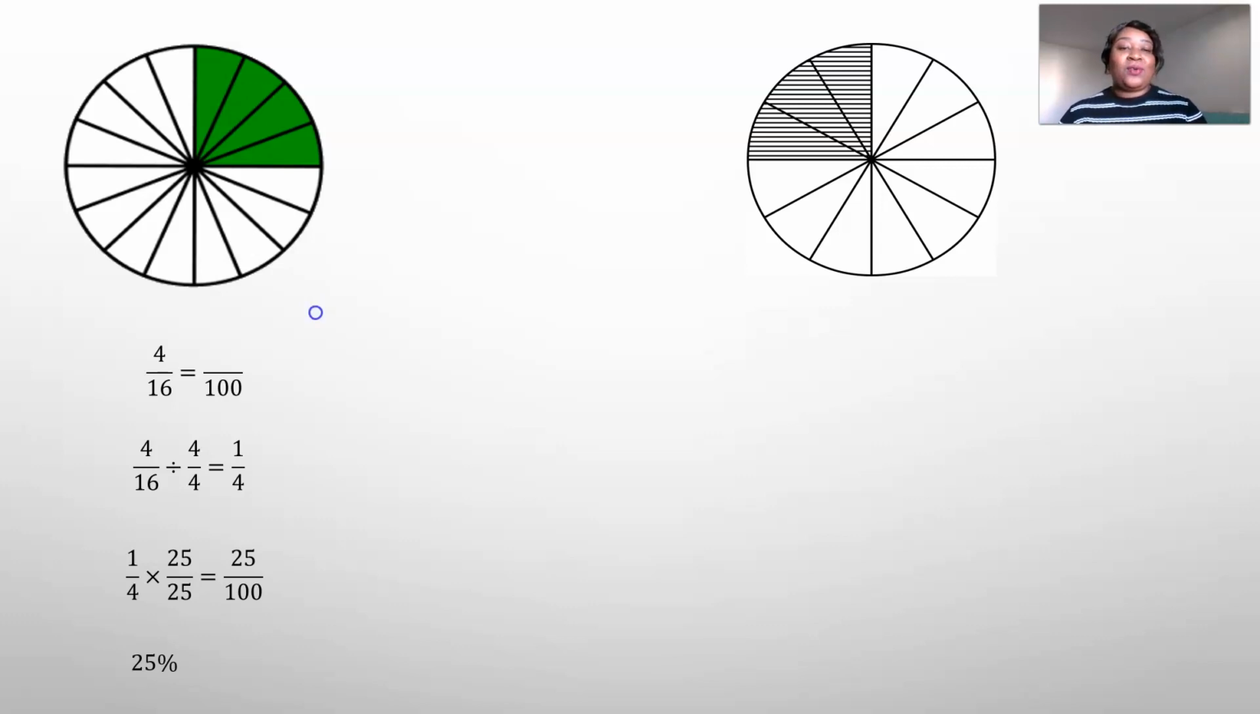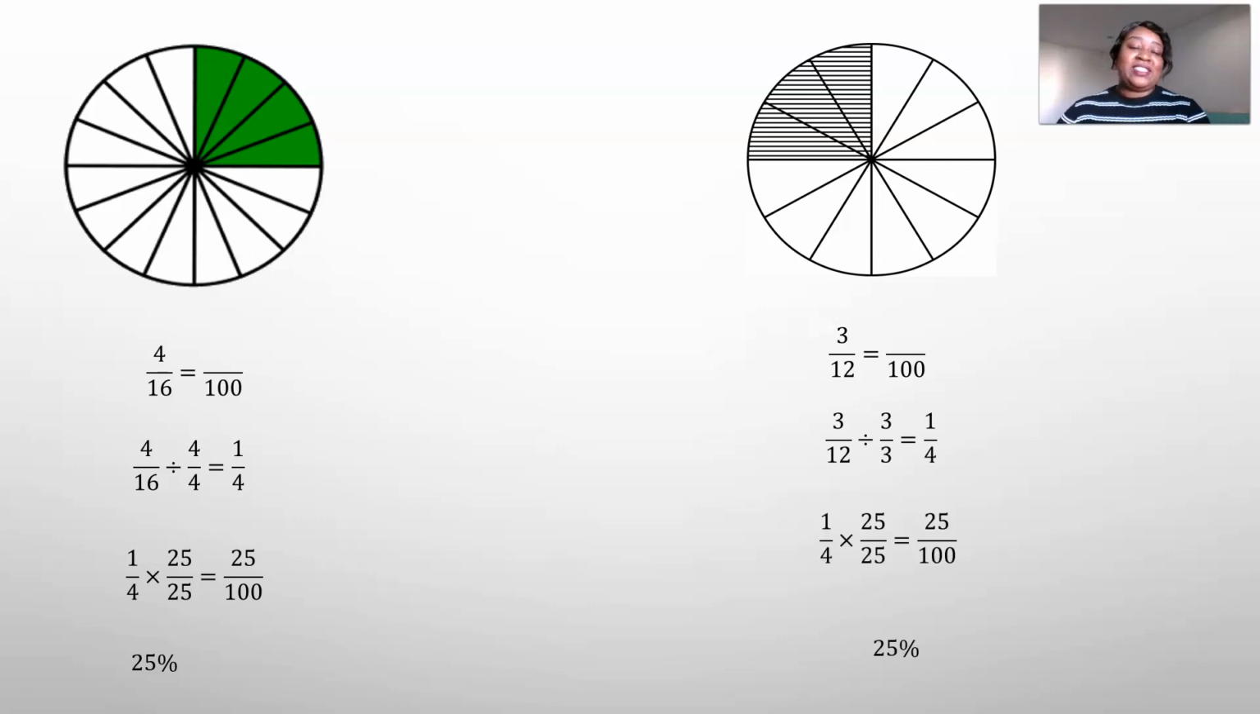And the second one is 3 over 12. So to find it as a percent, I can simplify 3 over 12 by dividing by 3 over 3 and get 1 over 4. They have the same percent, which is 25%. I'm hoping that you understood how to use equivalent fractions to find these numbers.